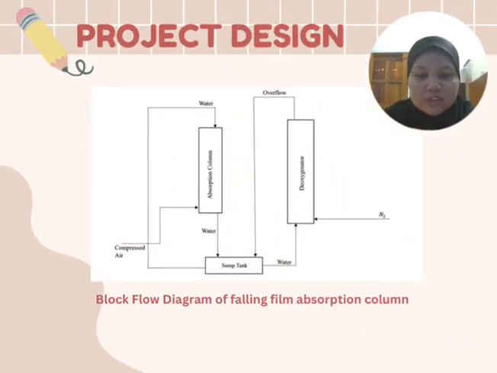The figure shows the block flow diagram of the falling film absorption unit. In this process, dissolved oxygen in the water will be removed to produce deoxygenated water, and the concentration of oxygen in the deoxygenated water will be measured. Then, it will pass through the absorption column, where oxygen will be added back into the water to produce aerated water, and the concentration of oxygen in the aerated water will be measured again.